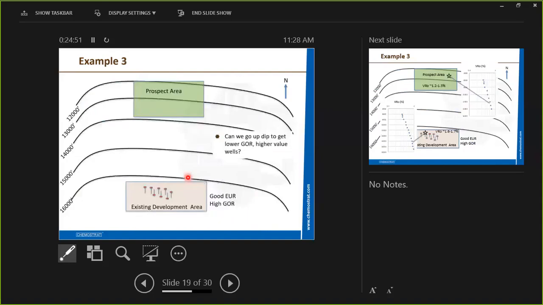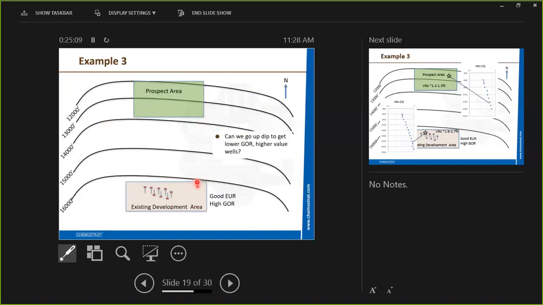All right. Let's show another example to illustrate some ideas. This is the third example and the last one that we have here. So what sometimes happens is you have a shale, and down dip you have good development and good EURs, but the GOR is real high, you're not making much oil.